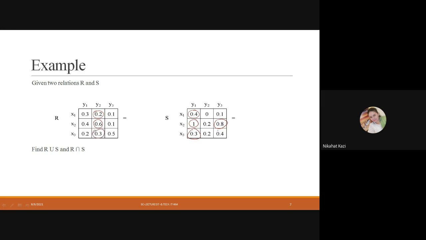Right? And whatever is the minimum, whatever is remaining, that is the intersection. So that is how you find union and intersection of two fuzzy relations.